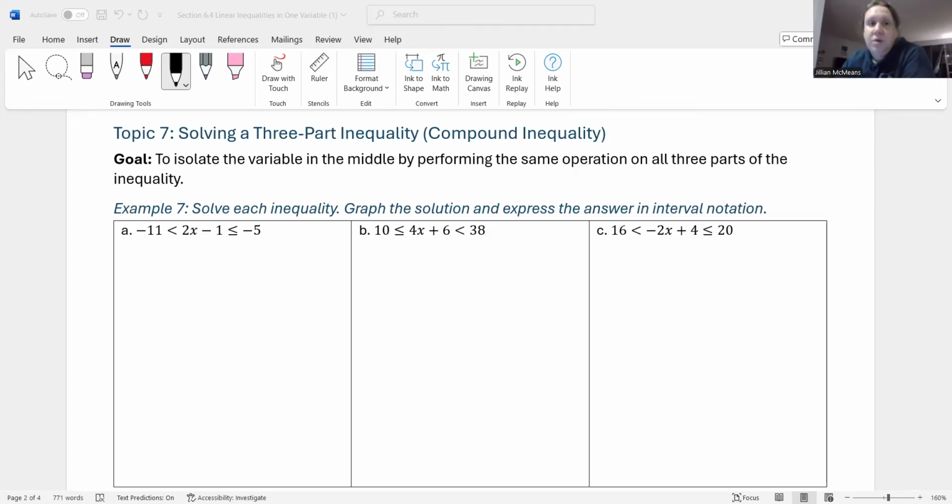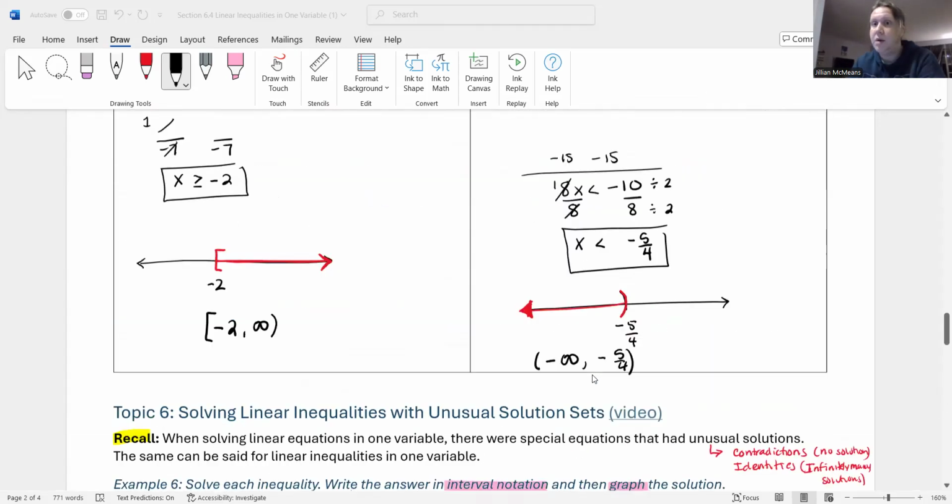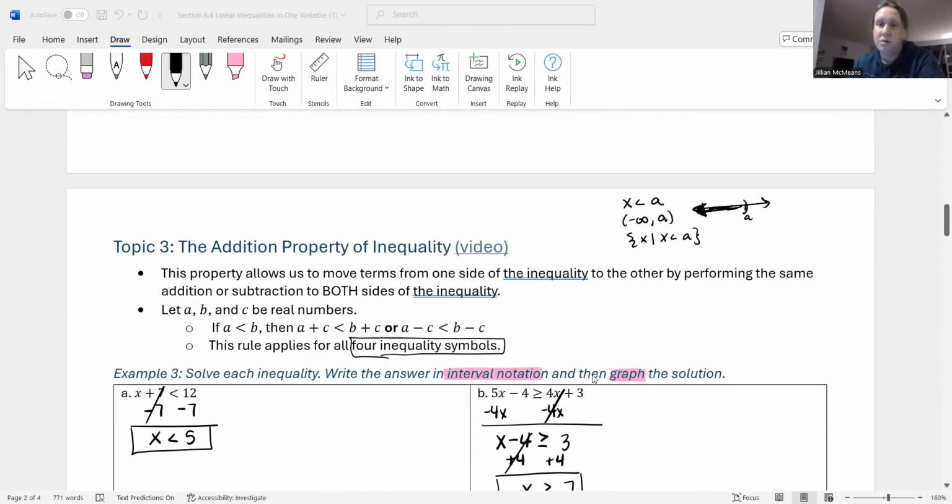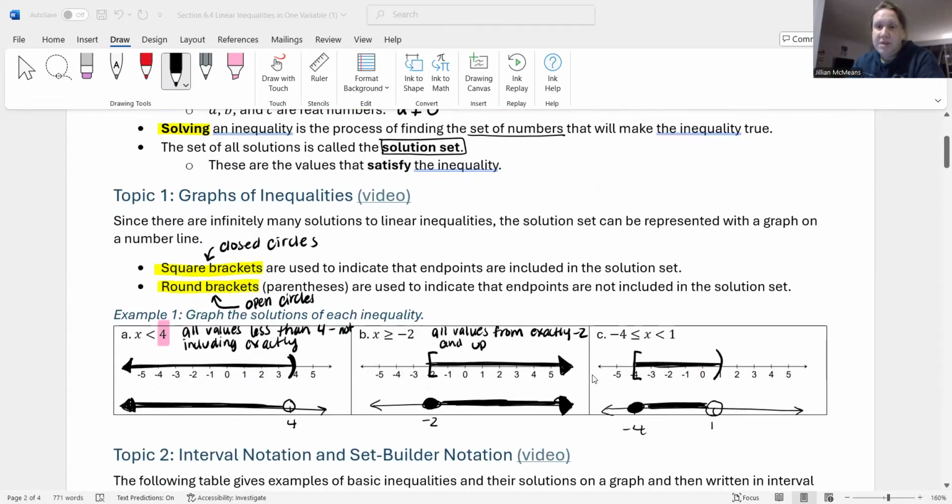For topic 7, we're going to look at solving a three-part inequality. These are oftentimes called compound inequalities. So at the very beginning of this worksheet, we looked at an example of graphing a compound inequality, which was example 1, part C.